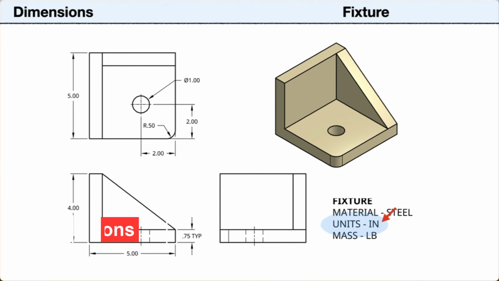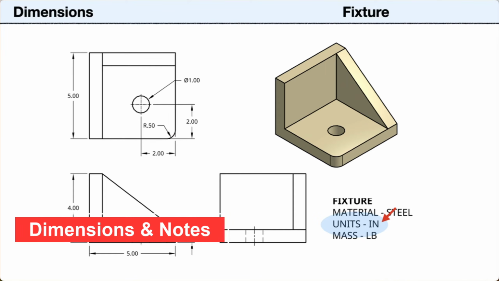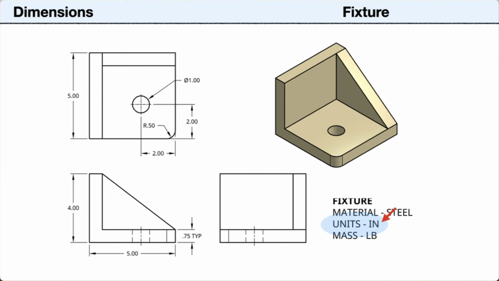Next, we will look at the dimensions and notes. First, the measurement units are in decimal inches. The thickness of the material is 0.75 inches. TYP indicates that this is the typical thickness for all of the edges. The dimension in the front view shows the length is 5 inches. The height is 4 inches. The top view shows the width is 5 inches.